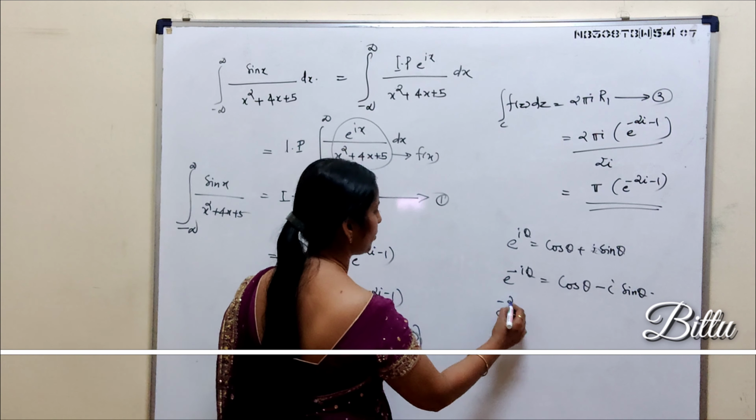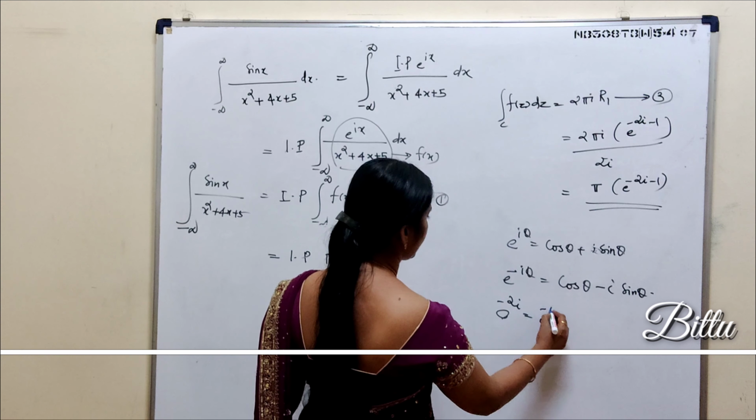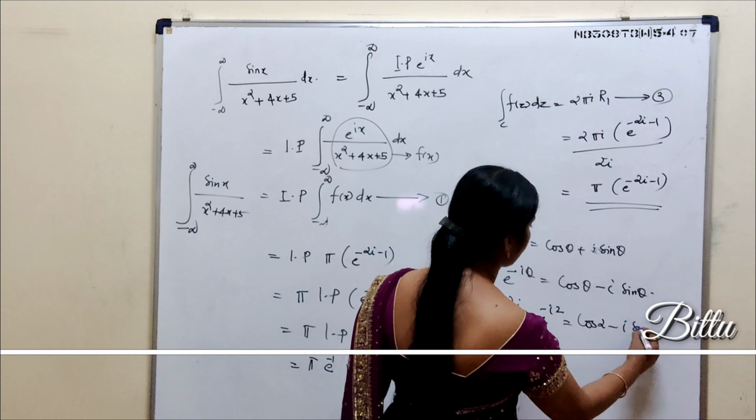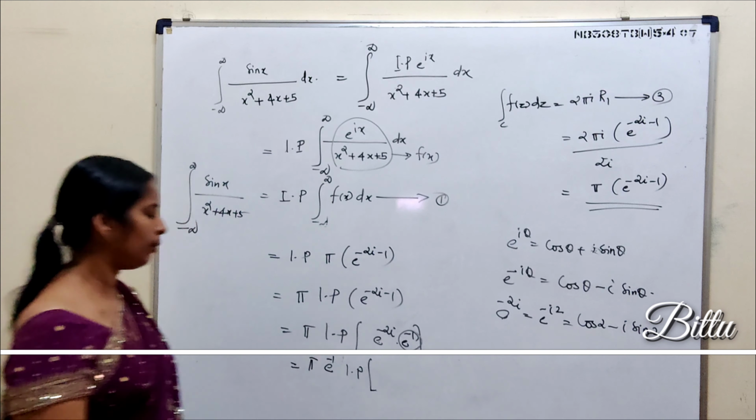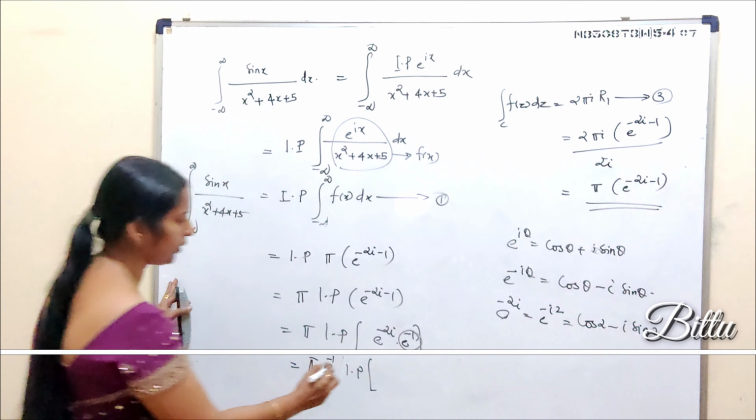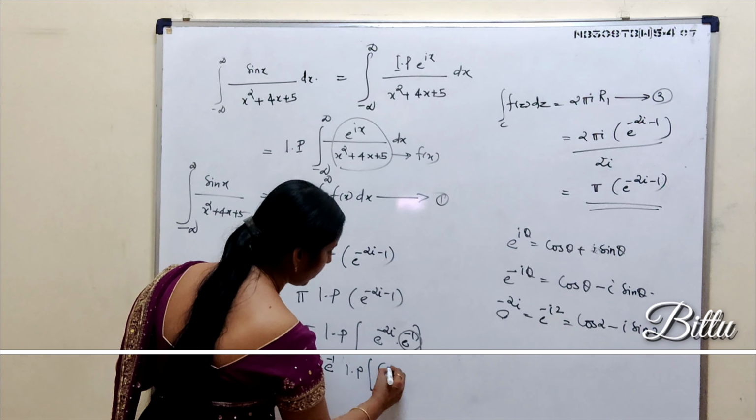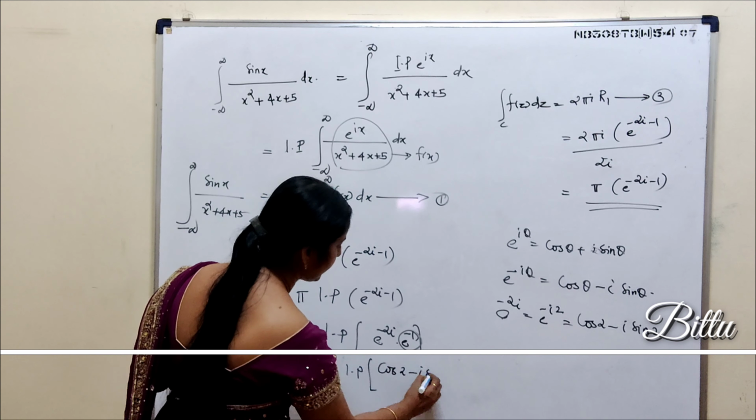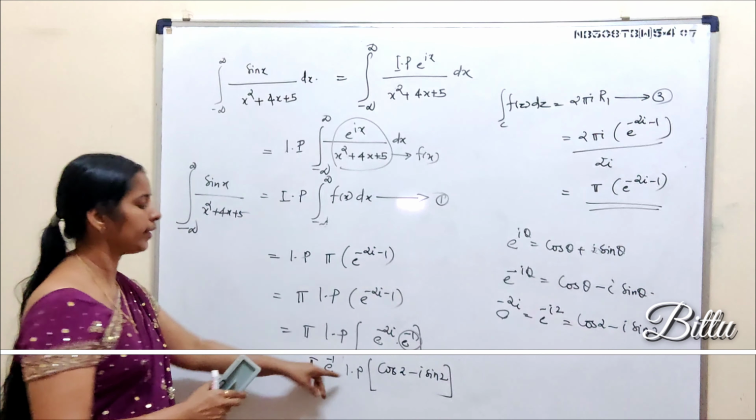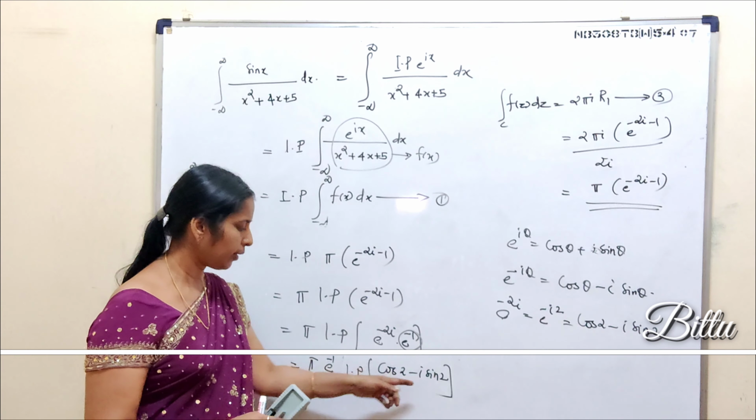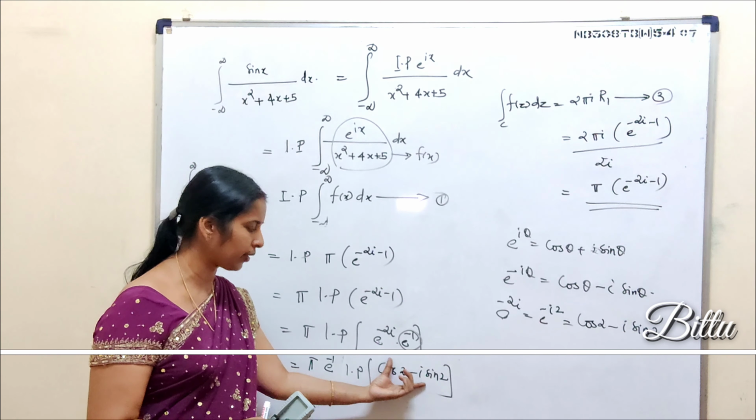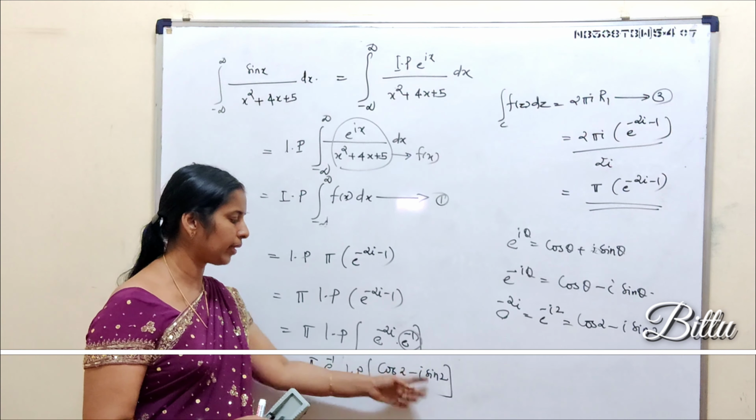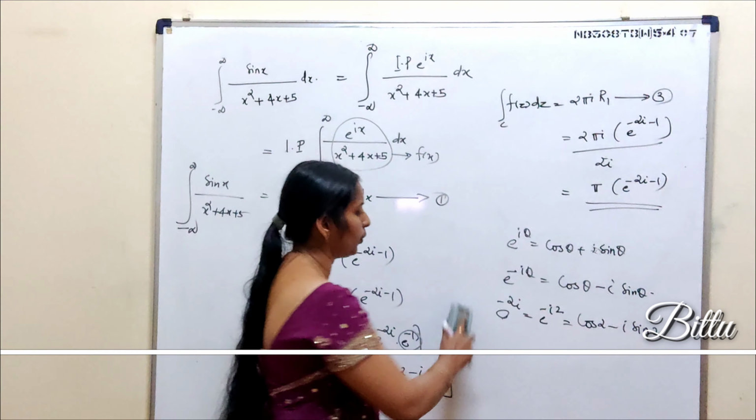So e raised to minus 2i is e raised to minus i into 2. That goes to cos 2 minus i sin 2. So the imaginary part of this function: you put e raised to minus 2i, that goes to minus i sin 2. Next you write its imaginary part. Its real part is cos 2 and its imaginary part is minus sin 2.